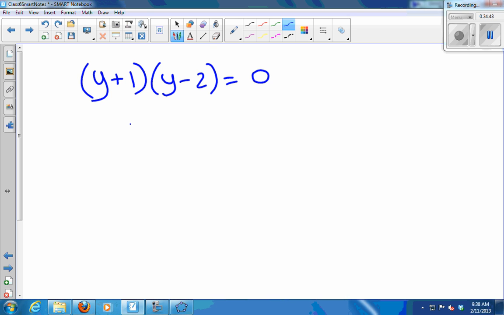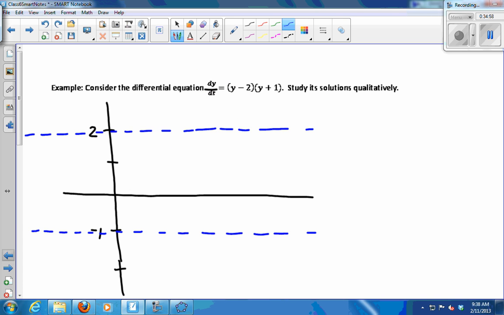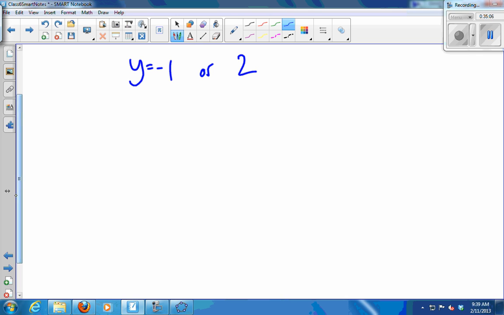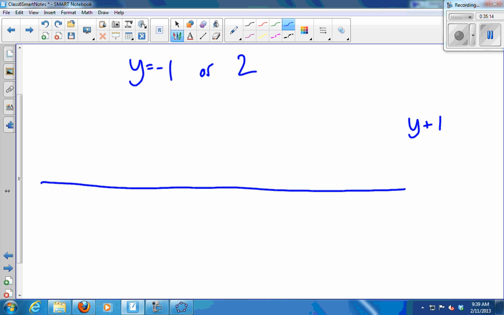Right, and we get y equals -1 or 2. Right, so we have two equilibrium solutions, -1 and 2. So we go back and we put them in. Then you might remember these good old sign charts from Calc 1, right? So we have y plus 1, y minus 2, and the product y plus 1, y minus 2.